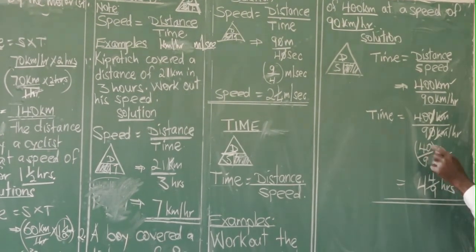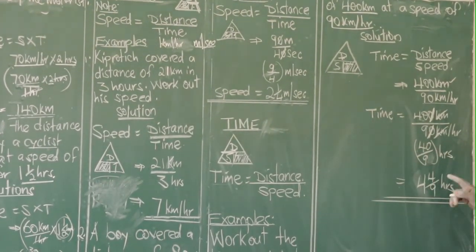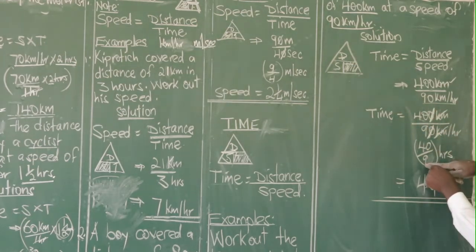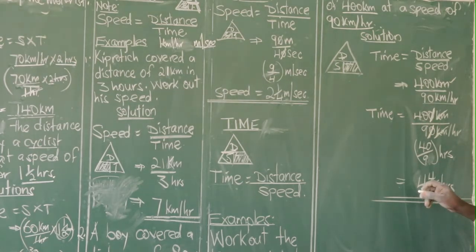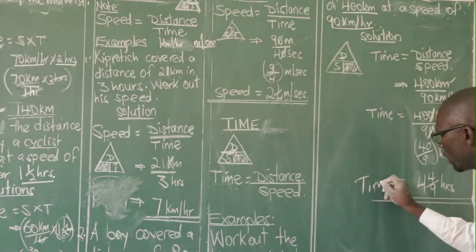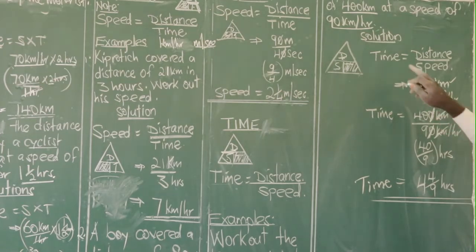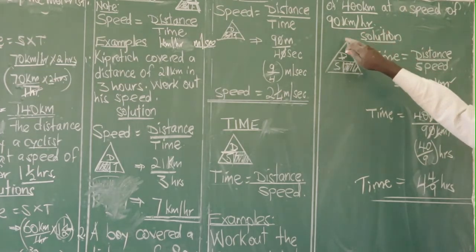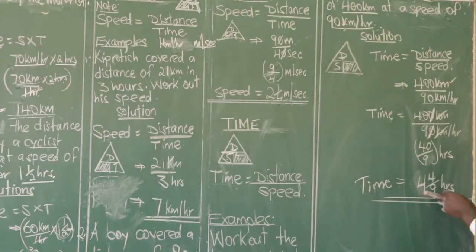So what is 40 divided by 9? The answer is 4, whole number. That is 4 times 9 is 36. And 40 take away 36, the remainder is 4. Then you maintain the denominator. So the time needed to cover a distance of 400 kilometers when the speed is 90 kilometers per hour is 4 hours, and then 4 out of 9 hours.